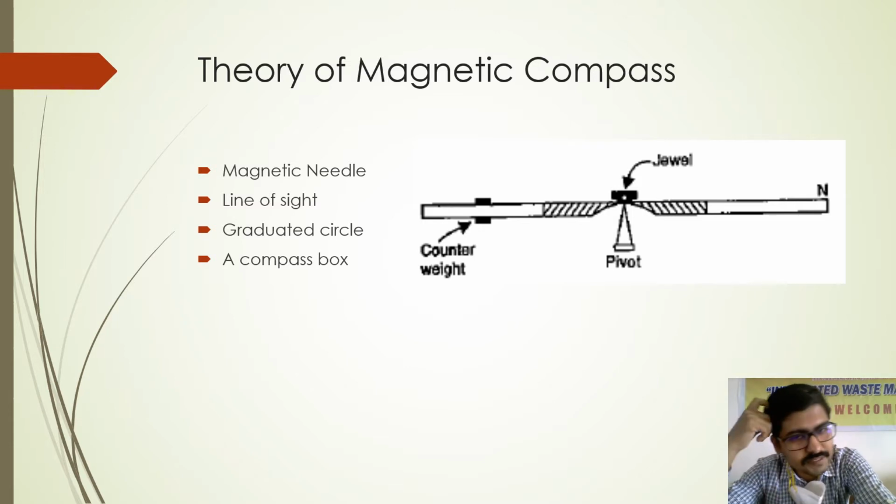So the first thing which is required to construct a compass is the magnetic needle, and the second thing is the line of sight. To frame the compass, a needle alone is not sufficient. So the second thing required is the line of sight. Line of sight means what? The direction towards which you are observing. If I am having the compass in my hand, I need to have the direction towards which I need to see. So a perfect vertical opening will facilitate the line of sight, right?